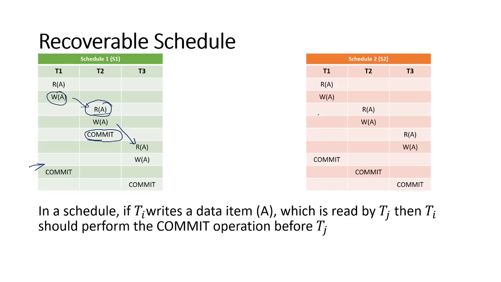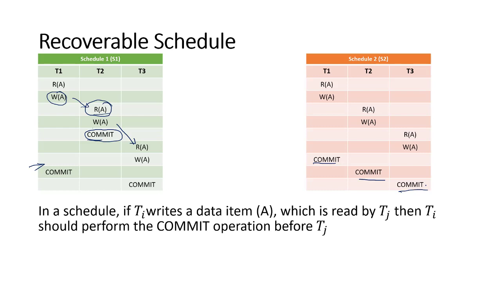T1 is reading the data item A and writing it, then T2 is reading the data item A and writing it, then T3 is reading the data item A and writing it. Now look at the order of the commit. The commit of T1 is done first, then the commit of T2 is done second, and the commit of T3 is done at the end.